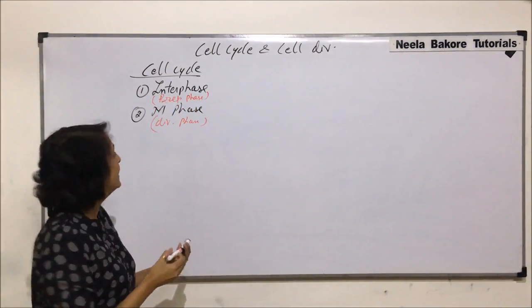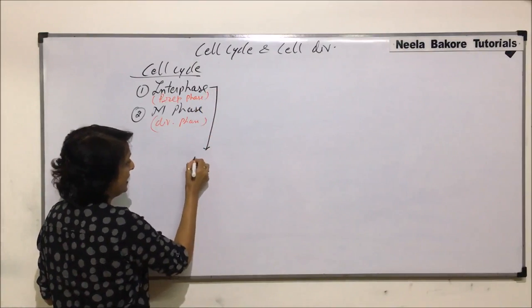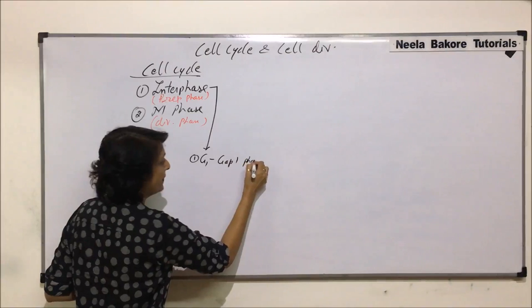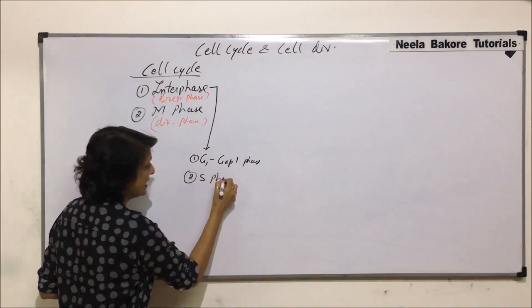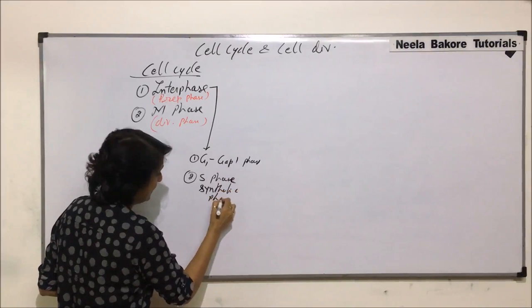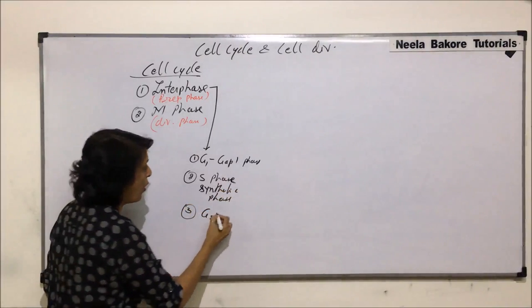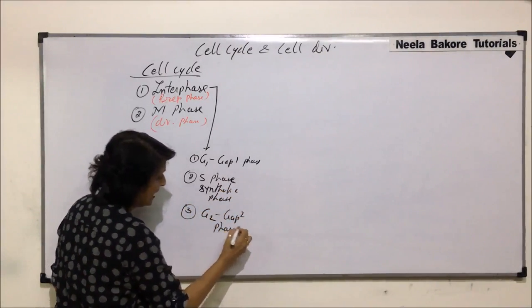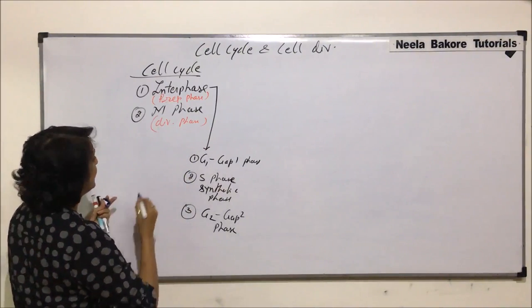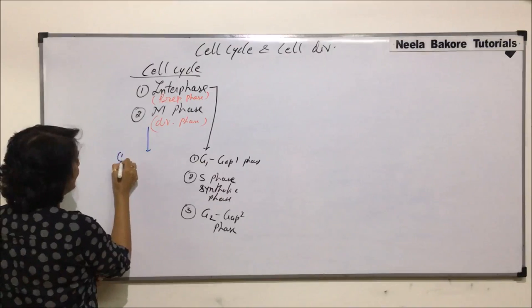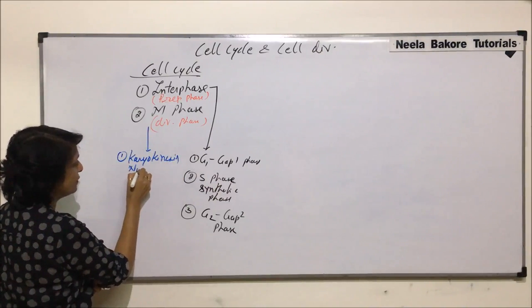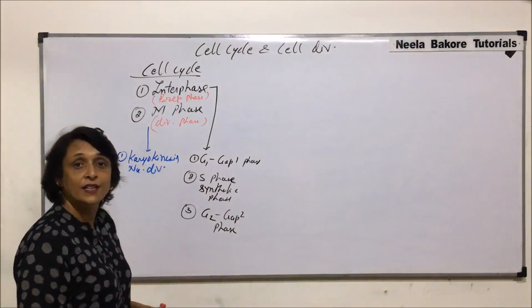Interphase is further divided into three sub-phases. They are written as G1, or gap 1 phase. Second is S phase, or synthetic phase, and the third is G2, or gap 2 phase. So interphase has three subphases, and then there is M phase. M phase is again divided into two categories, and these two categories or two phases are known as karyokinesis. Karyokinesis is division of the nucleus. So this is nuclear division.